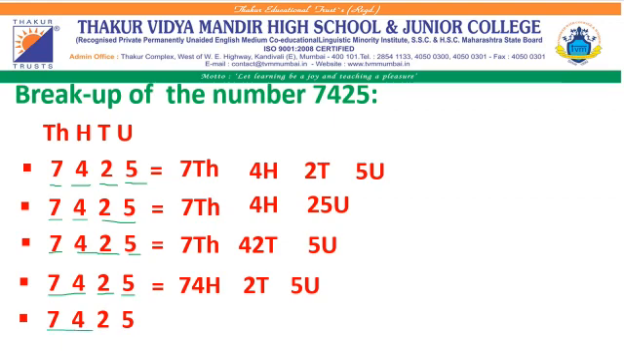We are going to take all these numbers together. And we are going to put the lowest value, that is the value of units. And it will be 7425 units. Isn't it simple, students? You all can follow this trick while doing the breakup of any number that is given to you.